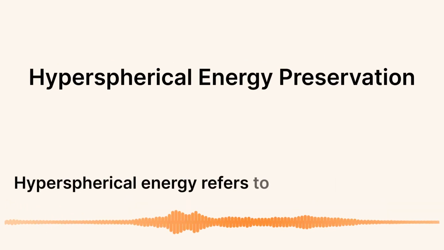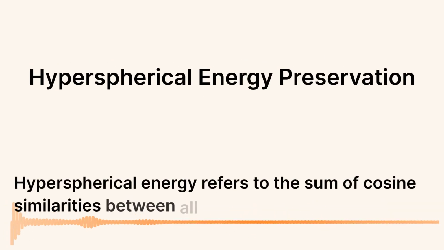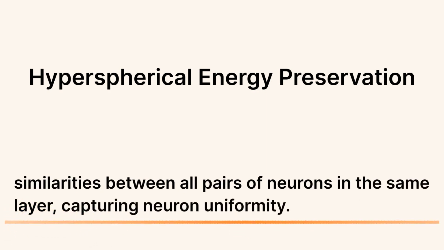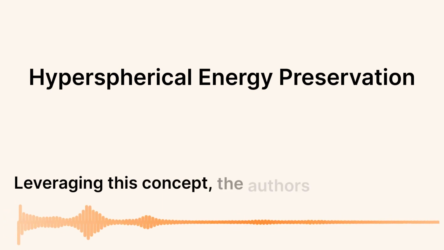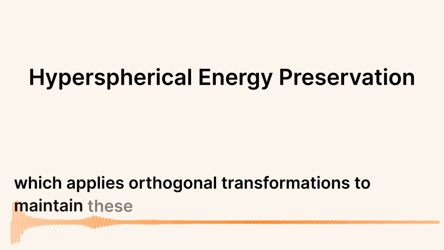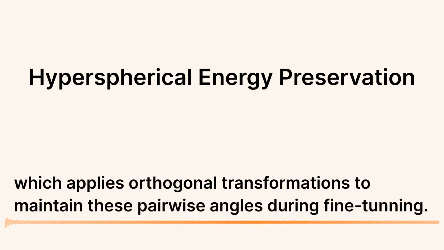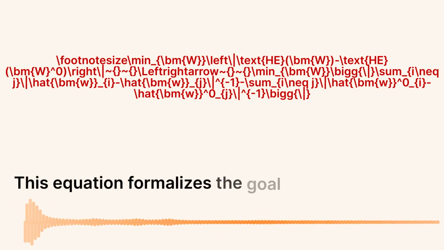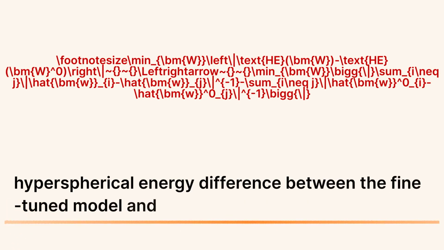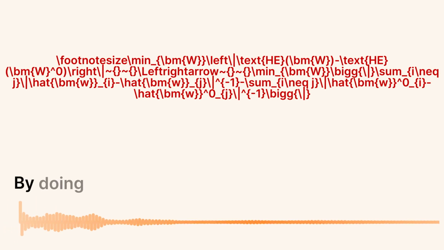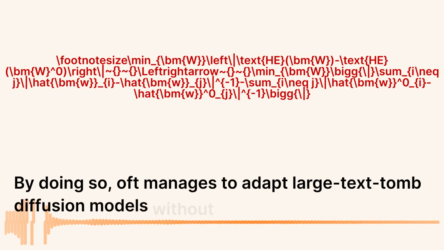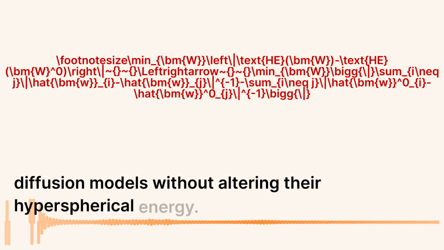Hyperspherical energy refers to the sum of cosine similarities between all pairs of neurons in the same layer, capturing neuron uniformity. Leveraging this concept, the authors propose OFT, which applies orthogonal transformations to maintain these pairwise angles during fine-tuning. This equation formalizes the goal of minimizing the hyperspherical energy difference between the fine-tuned model and the pre-trained model. By doing so, OFT manages to adapt large text-to-image diffusion models without altering their hyperspherical energy.